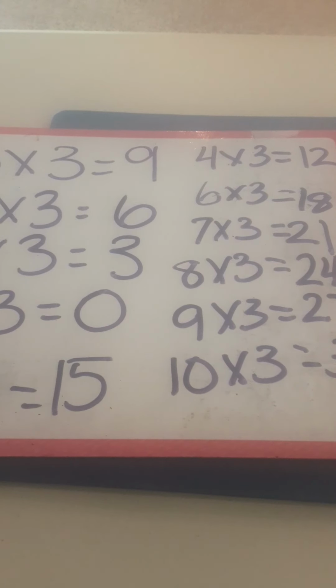So what do you think you're going to be working on? You got it. Times 3. All right. Let's get out your workbook. Get out your workbook. And we're going to open up to 120 here. And we're going to go through these.